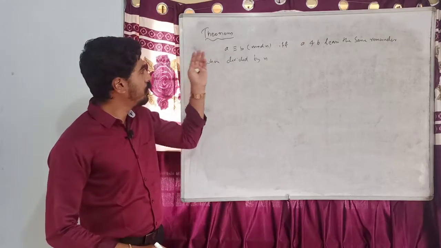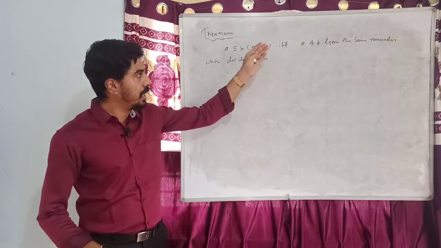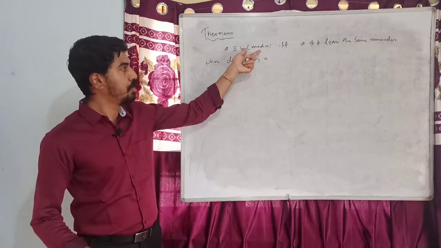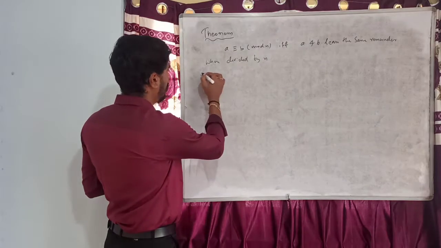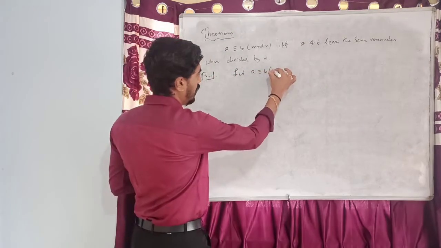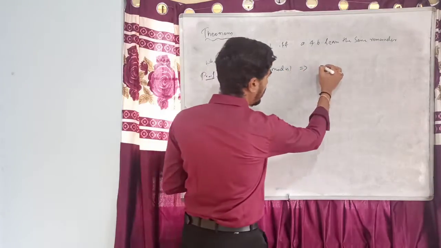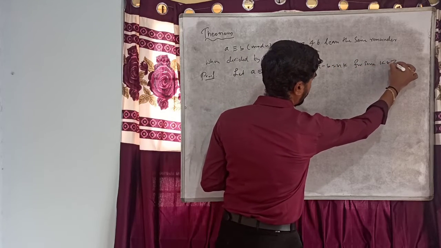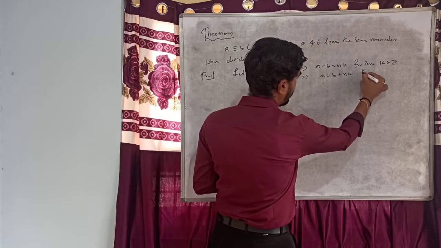Now let us consider one more important property of congruence. A is congruent to B modulo N if and only if A and B leave the same remainder when divided by N. First let A be congruent to B modulo N, then we are going to show that A and B leave the same remainder when divided by N. Proof. Let A be congruent to B modulo N. Then by the definition of congruence, we have A minus B is equal to Nk for some integer k, or A is equal to B plus Nk for some integer k.